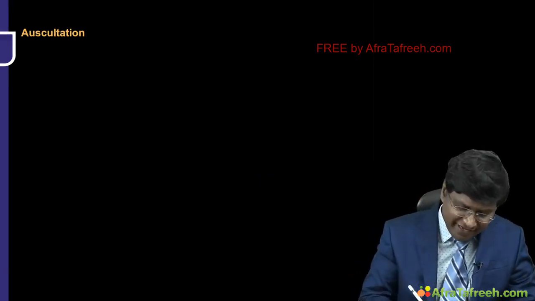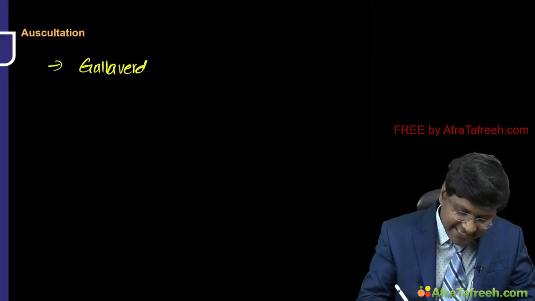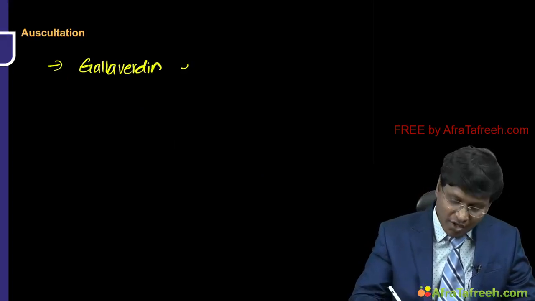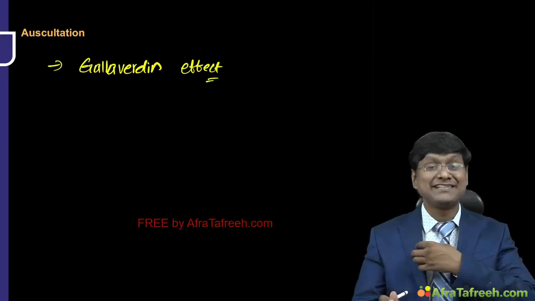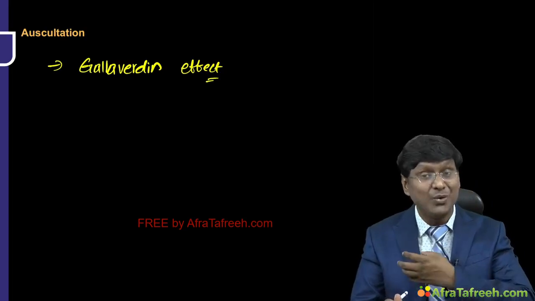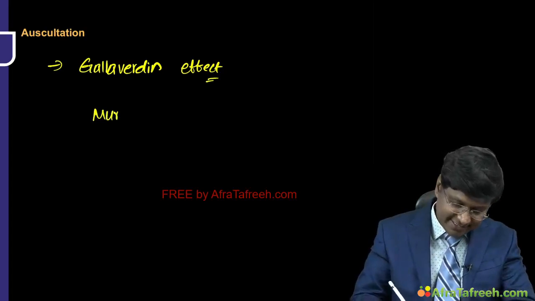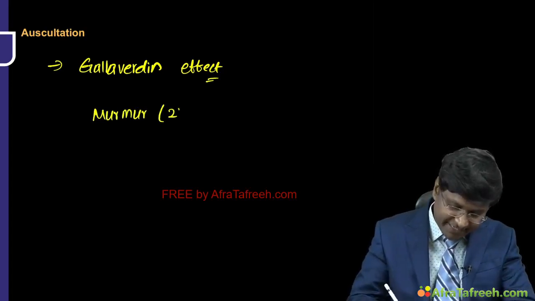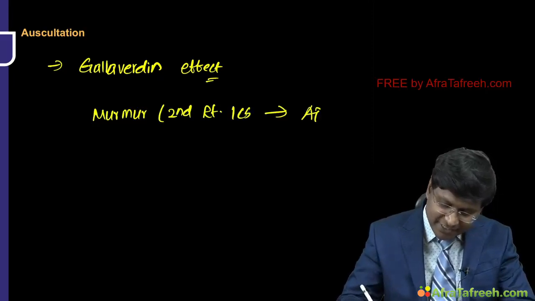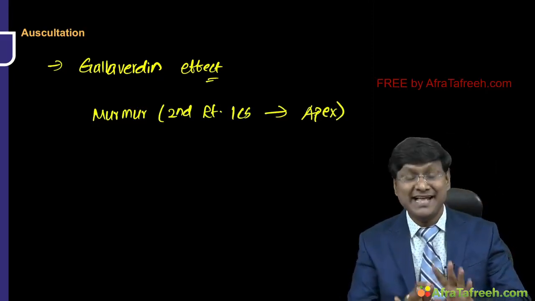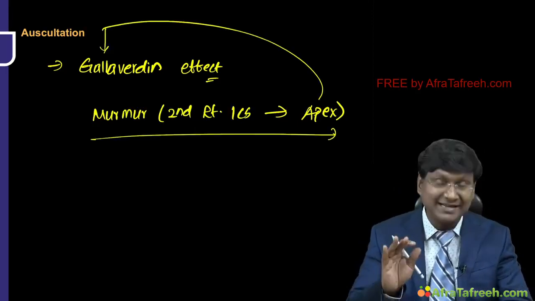And there is a very, very important phenomenon that you need to know, and that we call the Gallavardin effect or the Gallavardin phenomenon. What is that? The murmur which is heard loudest in the second right intercostal space will be transmitted towards the apex of the heart. And this particular transmission to the apex of the heart is nothing but the Gallavardin effect or the Gallavardin phenomenon.